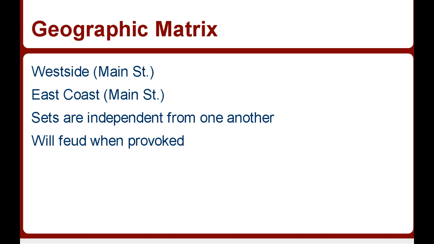Remember, the sets are independent from one another. They will feud when provoked. They will have drive-bys on each other. The hated rival, obviously, is the Blood set, or the Blood Street Gang, and they're different sets. But that's probably the biggest time that you'll find Crip gangs coming together to fight the Bloods. And usually all these battles come down to control over turf for drug money.